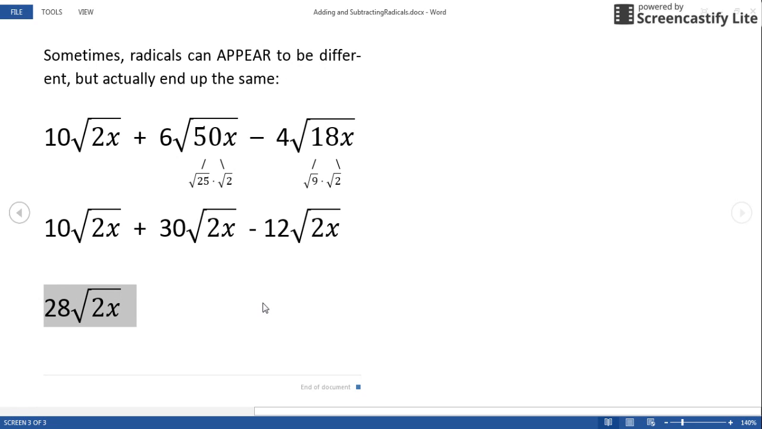If we have exactly the same radical with the same index and the same radicand, then we can add or subtract. They must be exactly the same radicals with the same index and the same radicand to be able to combine. Sometimes that will involve simplifying to start.